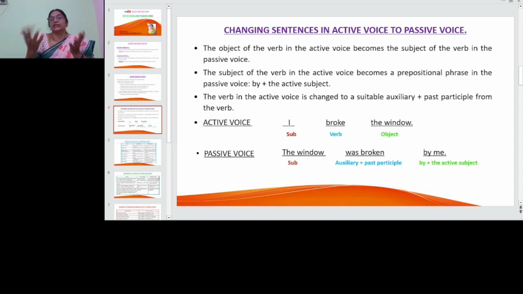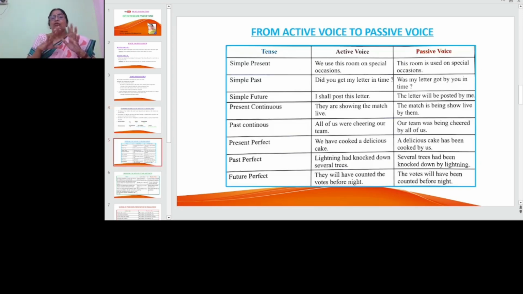She becomes her. Okay. Now in this sentence, the window was broken by I becomes me. So the whole sentence now, if you recollect, active voice is I broke the window. When you convert it into passive voice, it will become the window was broken by me.